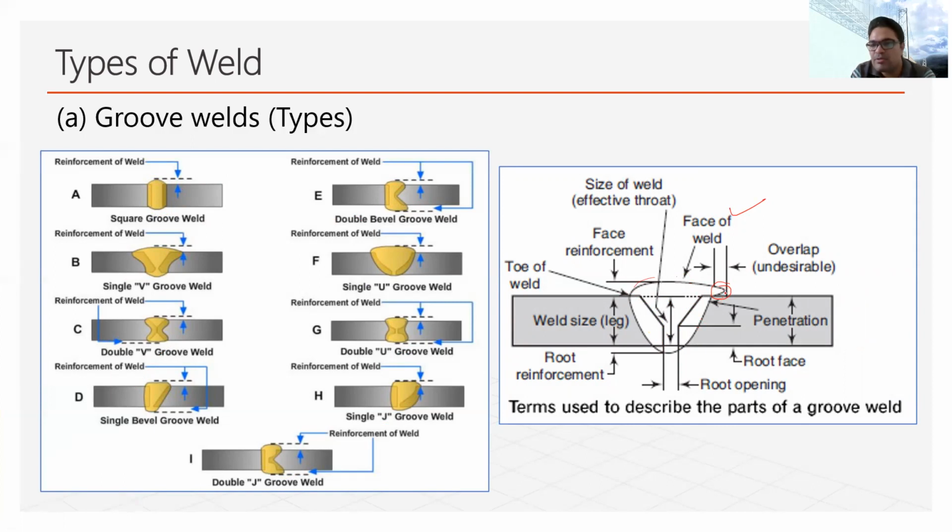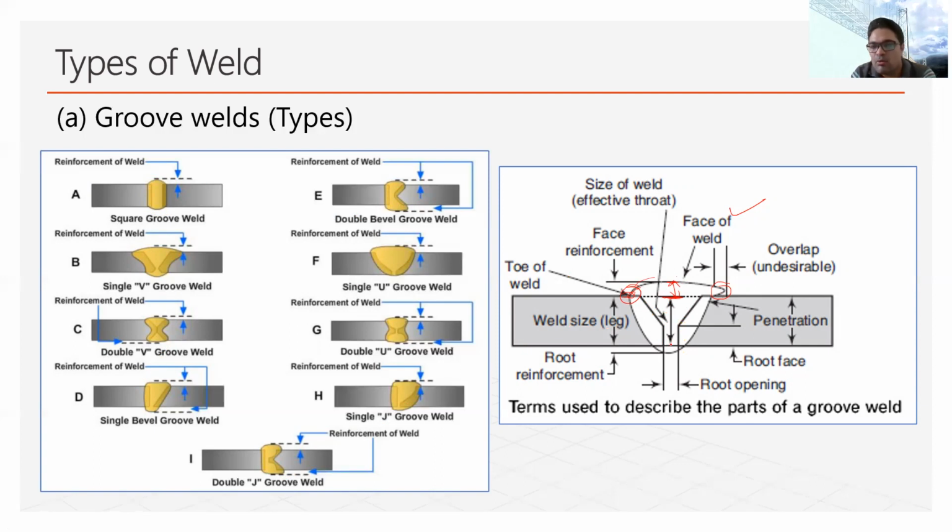This is not desirable, but it is called overlap. The weld part overlaps on the other plate, so this is not desirable, and it should not happen. Similarly, in the finished product, the joint between the plate surface and the weld is called the toe of weld. Similarly, along the line of the plate and above the face, this is called face reinforcement. So these are the terms that are used in groove weld.